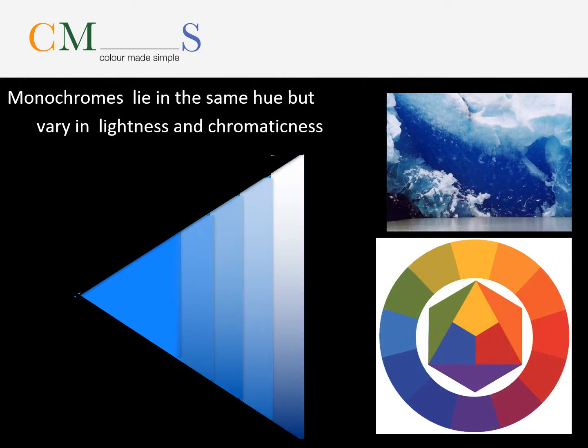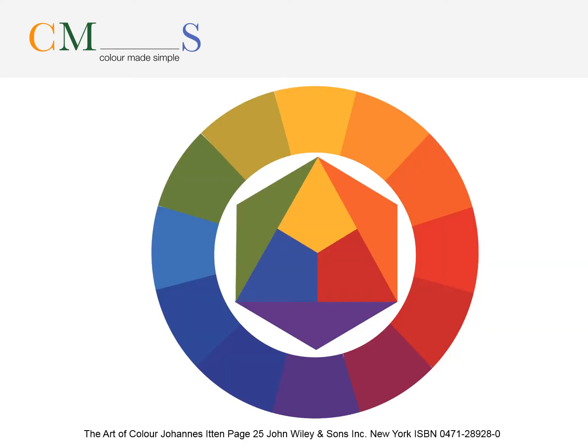Monochromes are colours which lie in the same hue triangle, but vary in lightness and chromaticness. Here we see the famous colour wheel of Johannes Itten, one of the greatest teachers of colour theory. The colour wheel is produced by mixing the 3 primary colours of subtractive colour mixing, but more on these topics later.